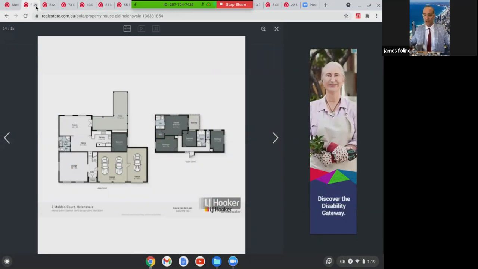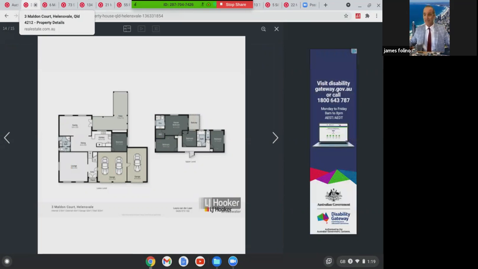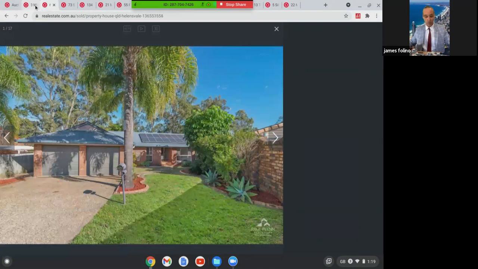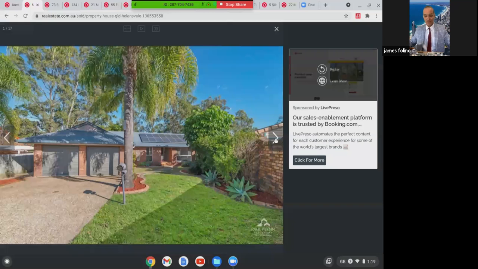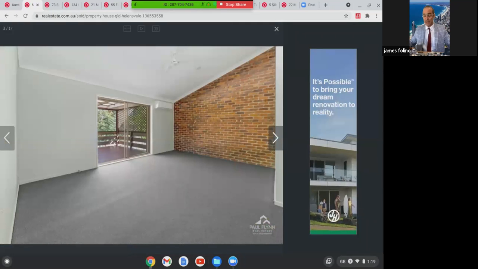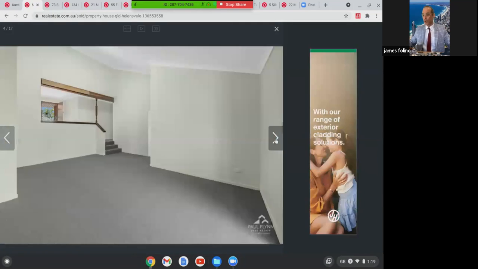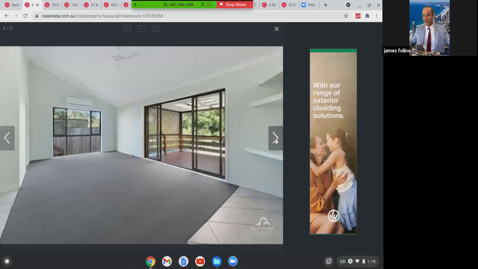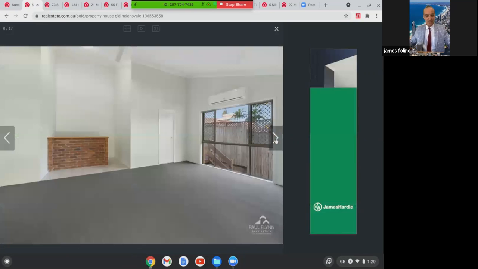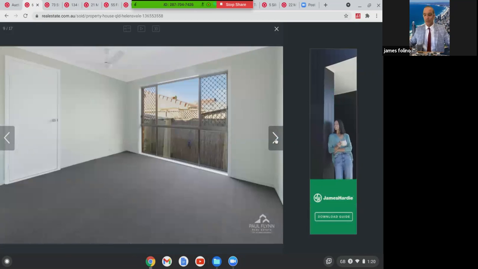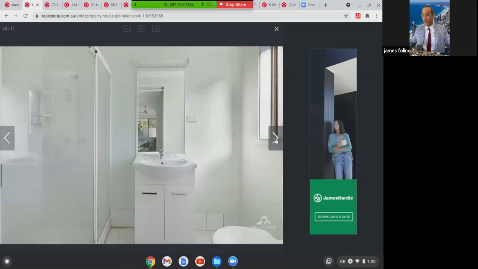Now, in the same street, another property sold at number 6, so not too far from this one. This was a single level brick home with solar, 718 square metres. This was four beds, so one bedroom less than the previous home, and two bath. As you can see, pretty clean on the inside. And this home, in the same street as the other one, sold for 595. So there's a difference of about 135,000 between the two homes.